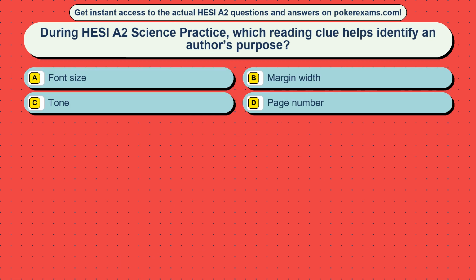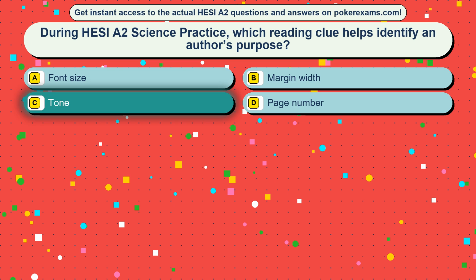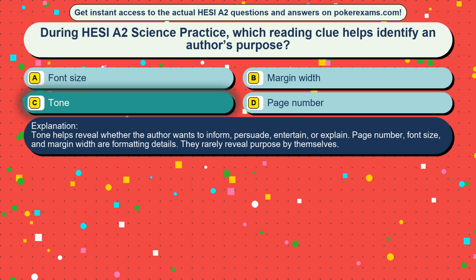Question 31. During HESI A2 Science Practice, which reading clue helps identify an author's purpose? Option A, font size. Option B, margin width. Option C, tone. Option D, page number. The correct answer is option C, tone. Tone helps reveal whether the author wants to inform, persuade, entertain, or explain. Page number, font size, and margin width are formatting details. They rarely reveal purpose by themselves.